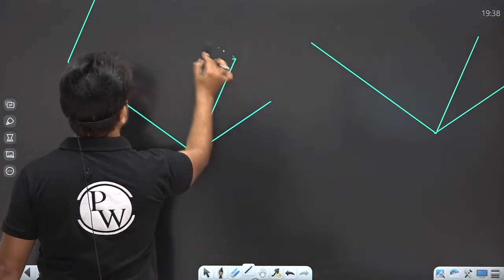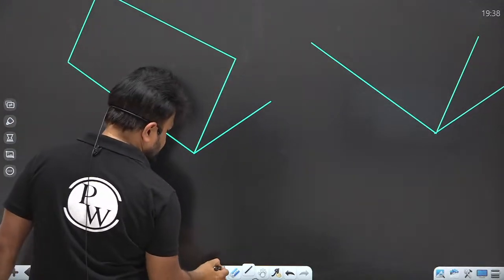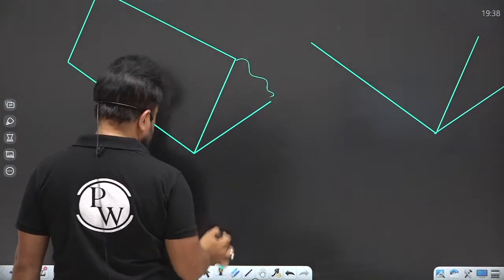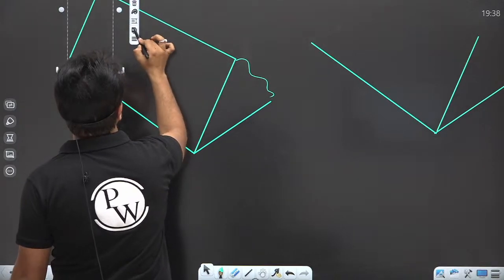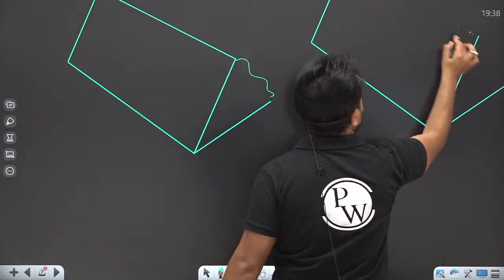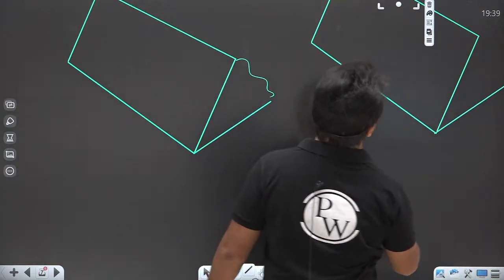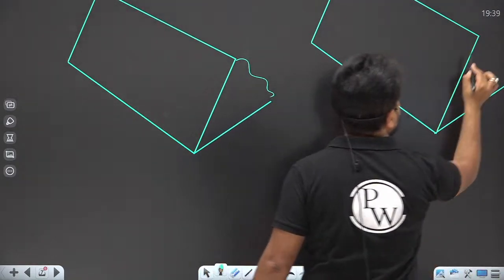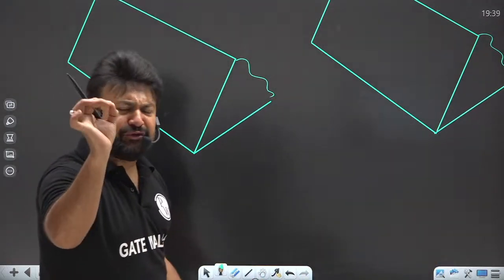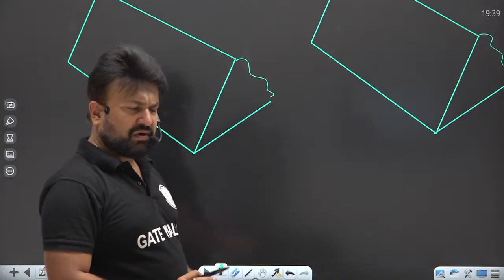So this is the tool, right? See here. This is the tool. Here. Now, do you understand? I'm going to draw both figures on the same slide.